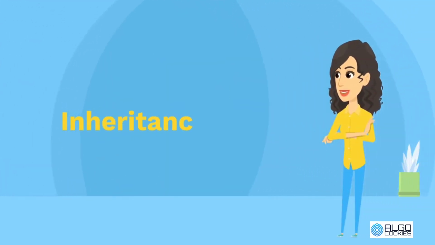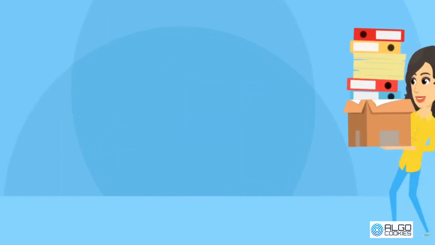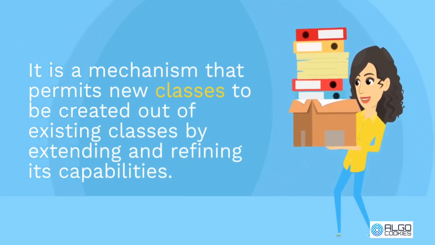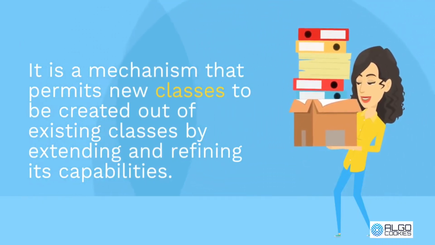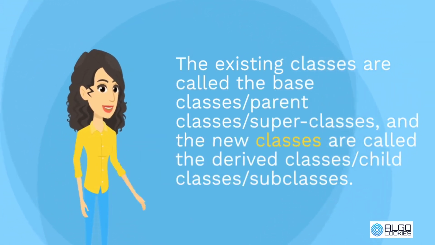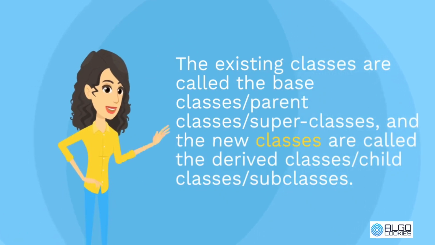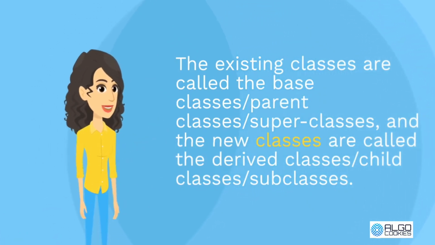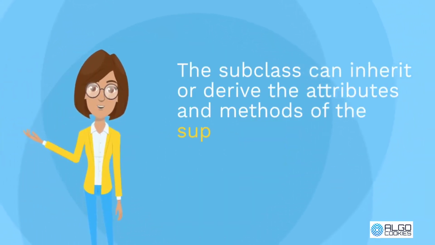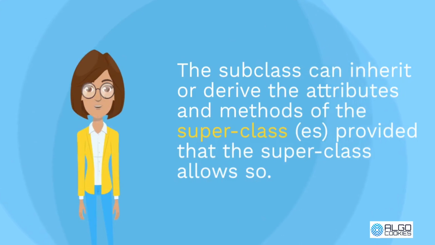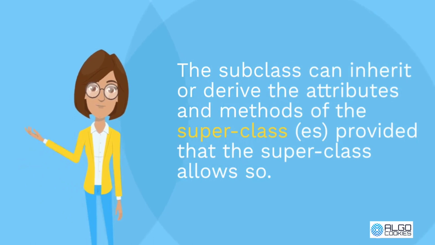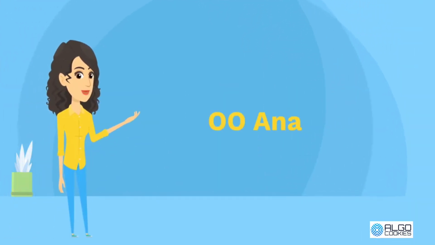Inheritance. It is a mechanism that permits new classes to be created out of existing classes by extending and refining its capabilities. The existing classes are called the base classes, parent classes, or superclasses, and the new classes are called the derived classes, child classes, or subclasses. The subclass can inherit or derive the attributes and methods of the superclass, provided that the superclass allows so.